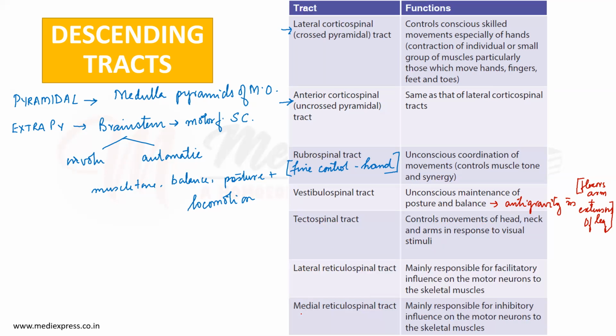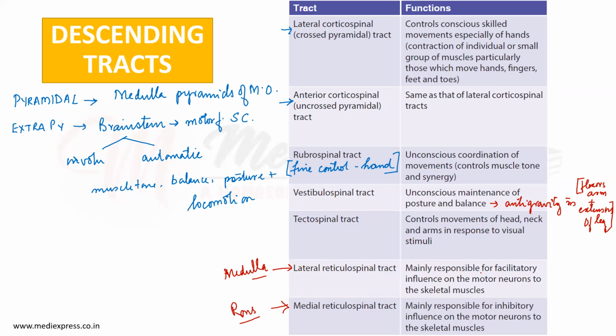One is the medial and the other one is the lateral. Let's see what happens to the medial one. So the lateral one first we'll see. This is arising from the medulla and the medial one arises from the pons. Remember, the lateral reticulospinal tract arises from the medulla, whereas the medial reticulospinal tract arises from the pons. Okay. Now let's see the functions of these two.